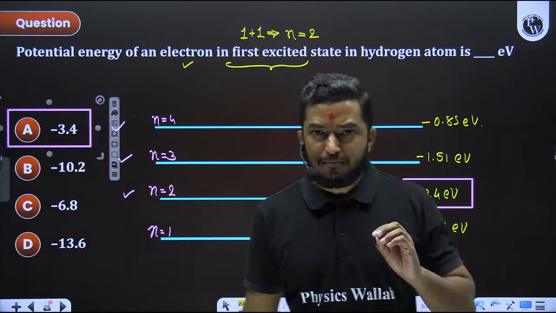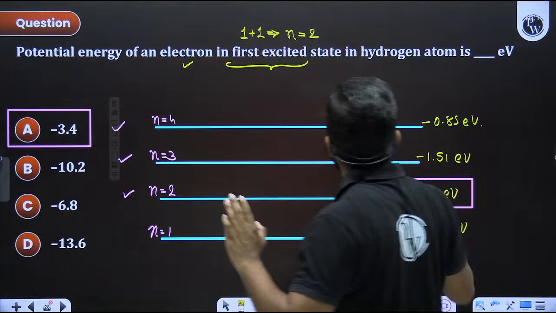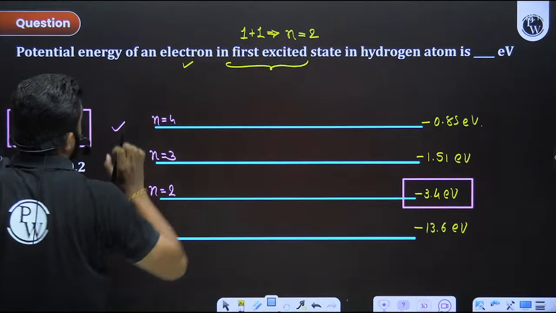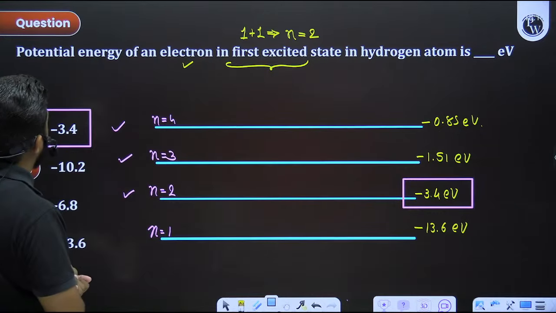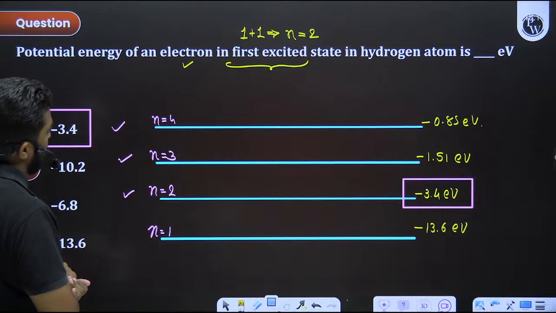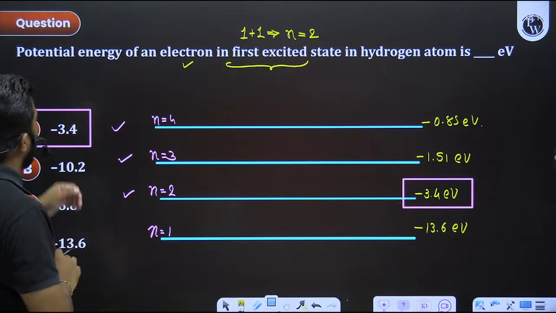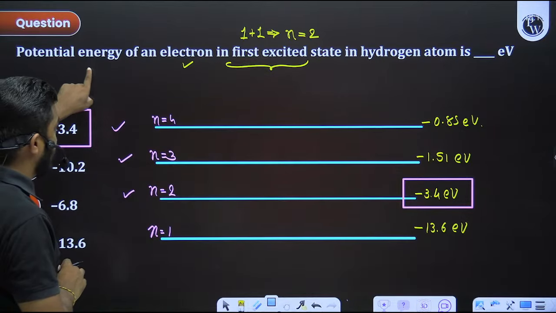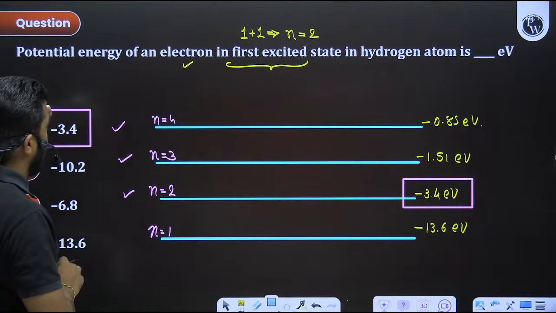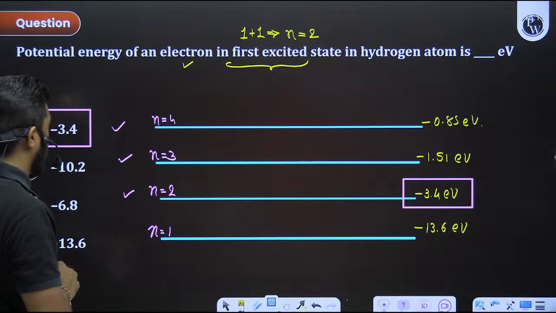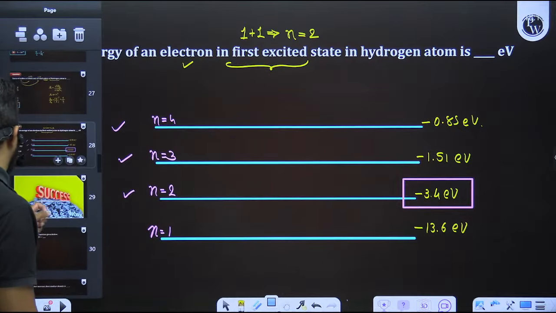Directly keep this question directly. Okay, potential energy of an electron. Oh dear, sorry, they ask for the potential energy of an electron. Okay, no issue, sir, I think it is the same. Okay, perfect. Yeah, chaliye, going ahead.